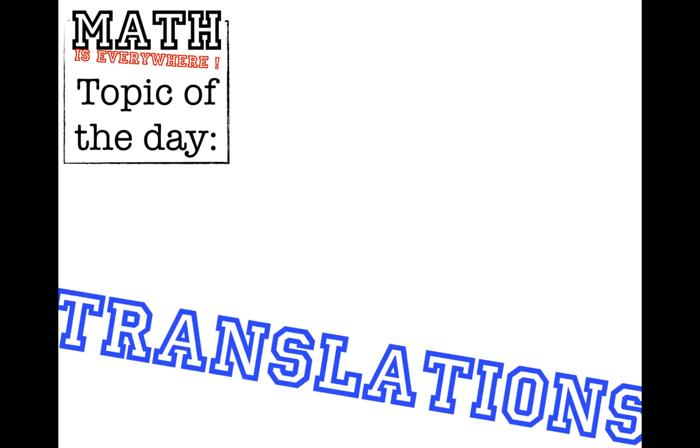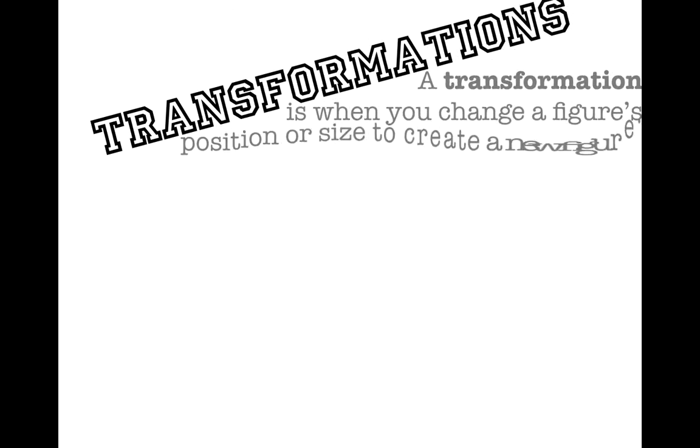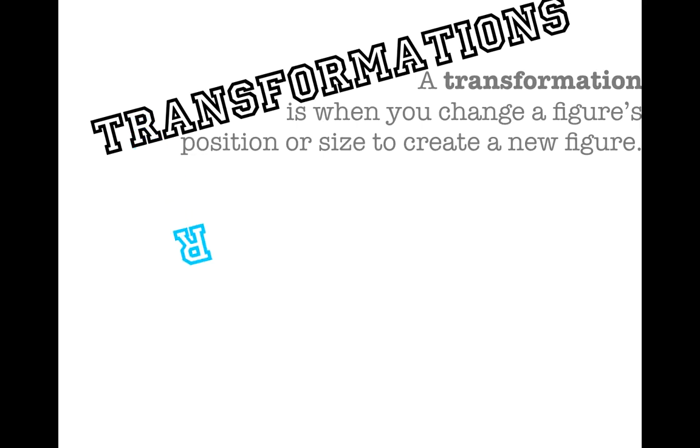Hey everybody, let's talk about translations. Translations are one of our types of transformations. And in geometry, transformations are when you change a figure's position or size to create a new figure out of the old figure. It would be like if we took that letter R and turned it into a new letter R. And notice that we changed that R's position in order to create a new image.